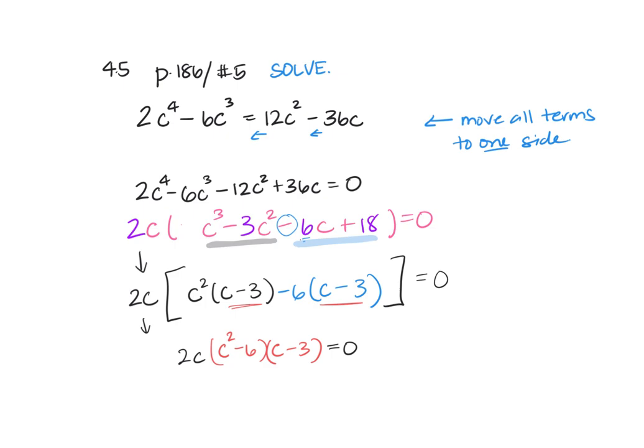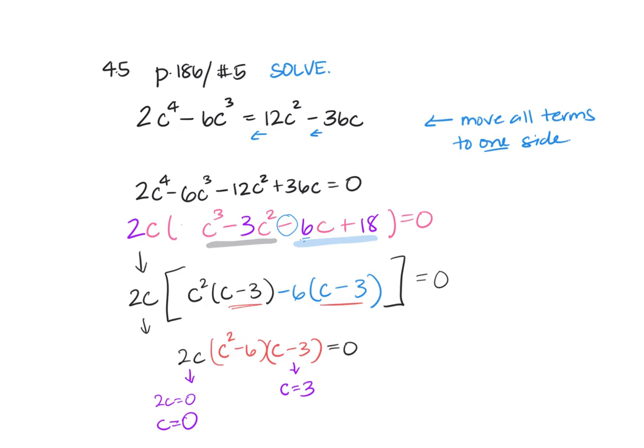And that means that 2c equals 0. So 0 is one of the answers. This one is nice and easy too. c minus 3, what would it take to make that 0? It would take a c equaling 3. So our real problem is c squared minus 6.